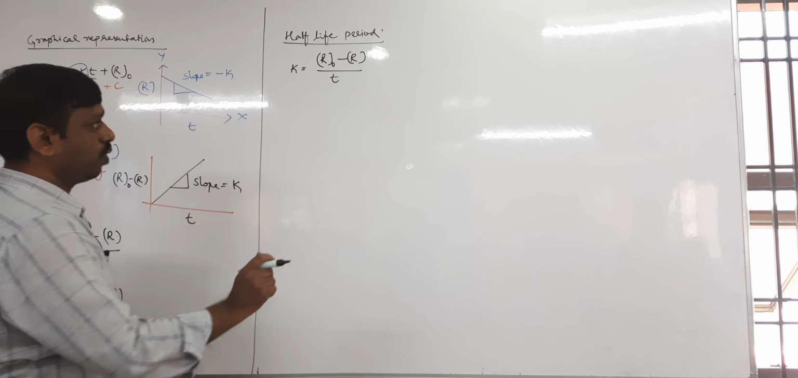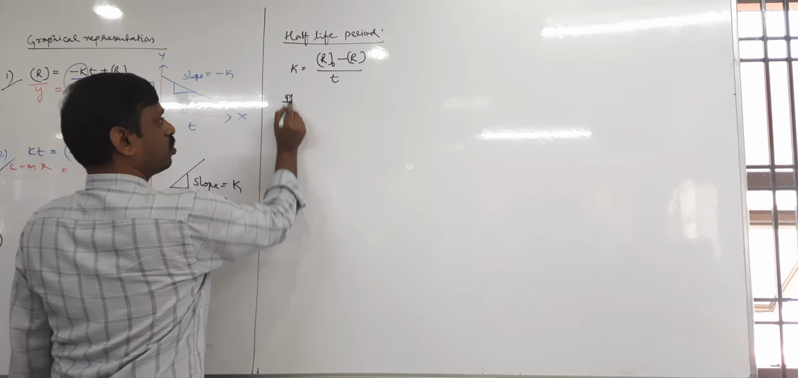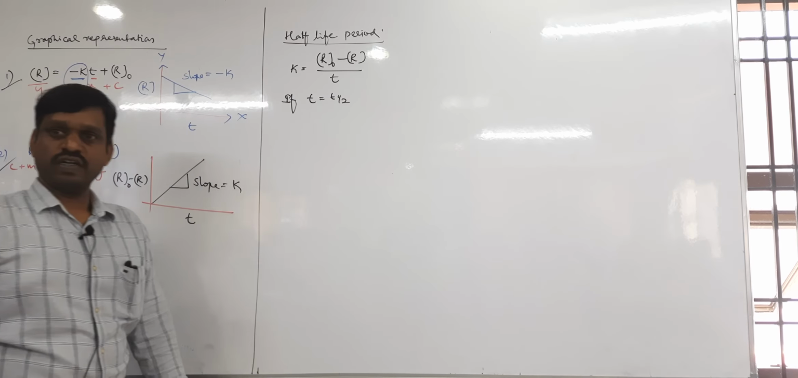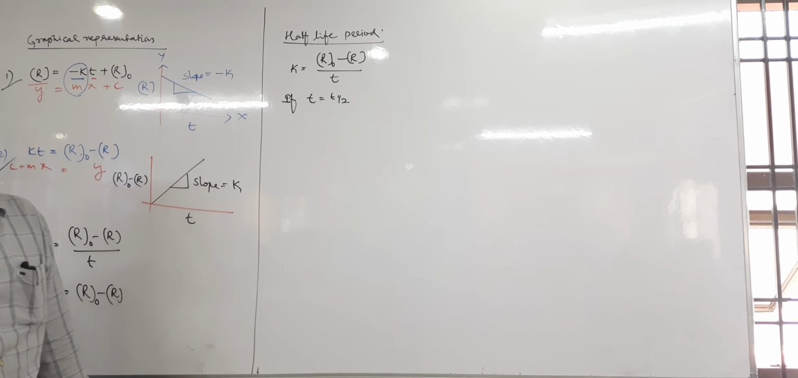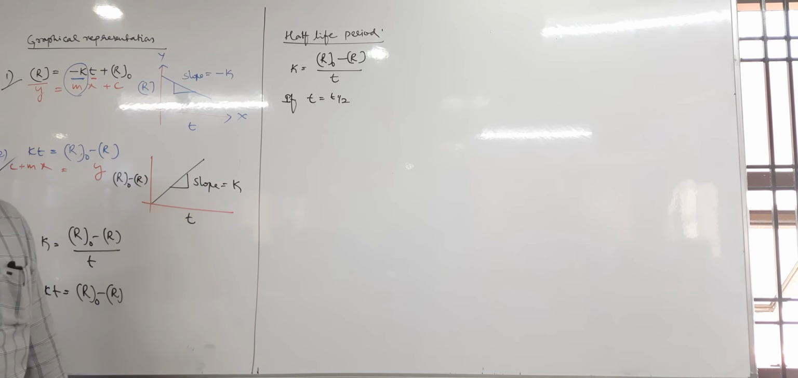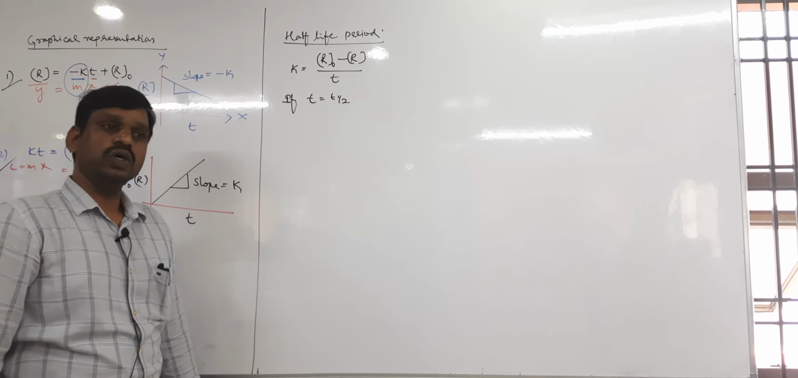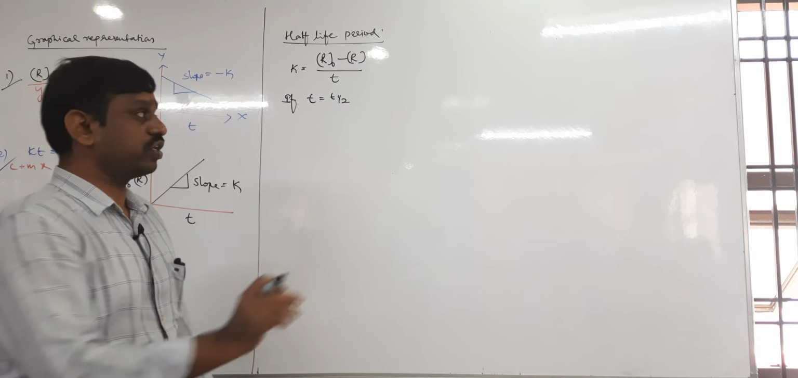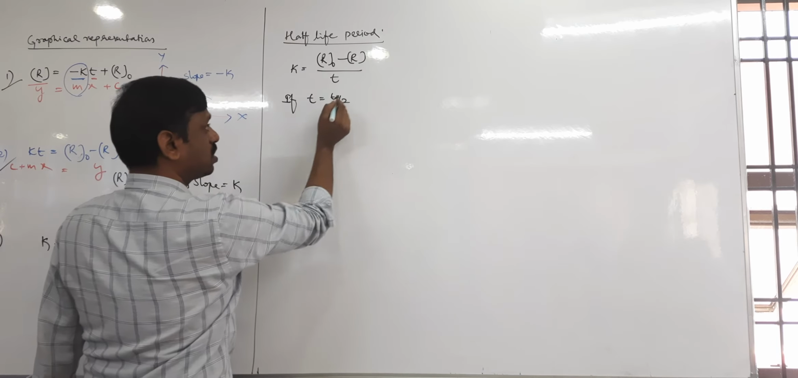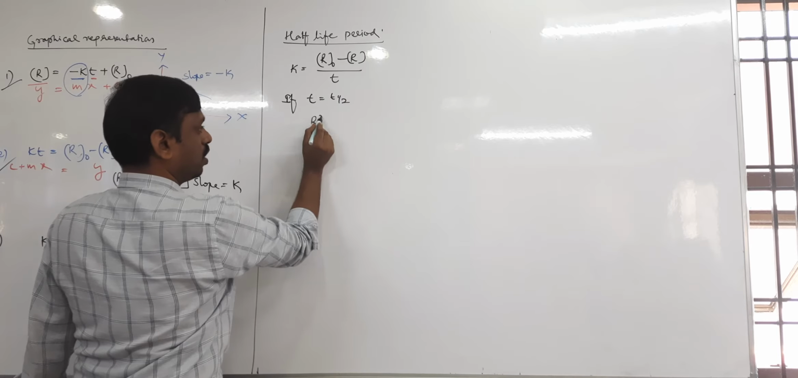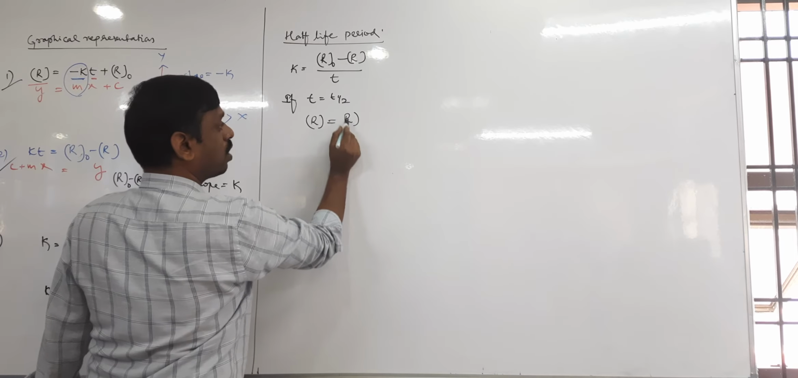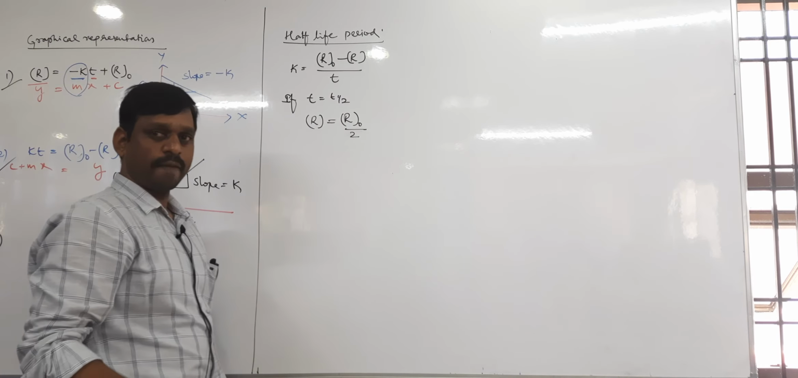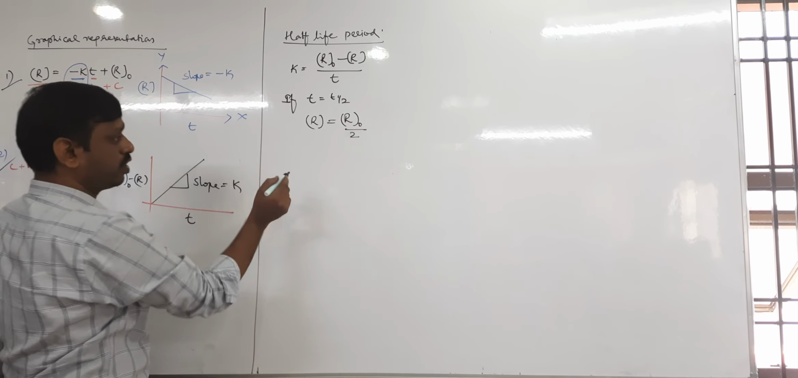So okay, now if T equal to T half, tell me, if the time equals half-life period, then what is R equal to? R equal to R naught by 2, because the time taken to convert half of the concentration of reactant into product. That means when T equal to T half, then R must be equal to R naught by 2. Right?